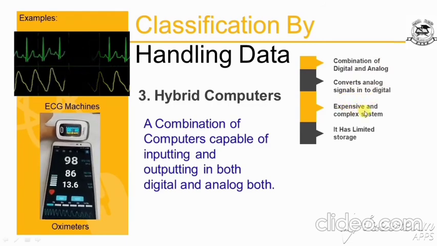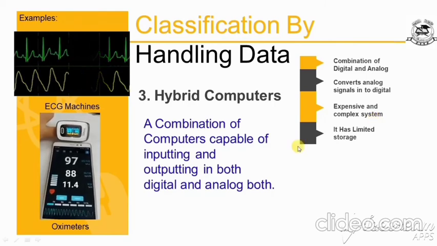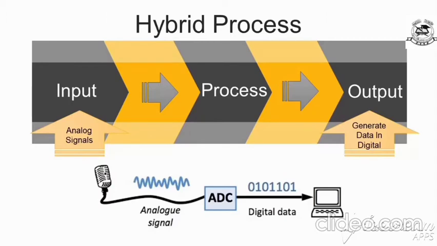They are expensive and complex systems. They are commonly used in medical and aviation fields. The process of hybrid procedure is input, analog signal, process, and output generate in digital data. Here in this picture, you can see wave or audio signal in an analog form and converted into digital data.